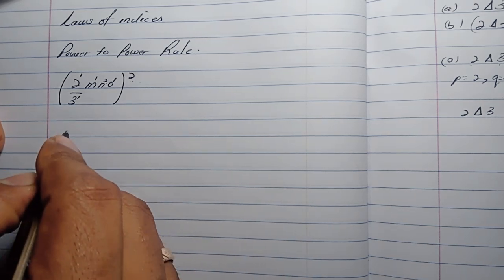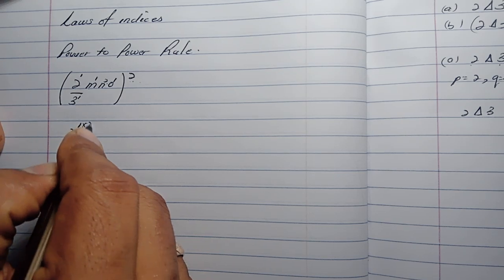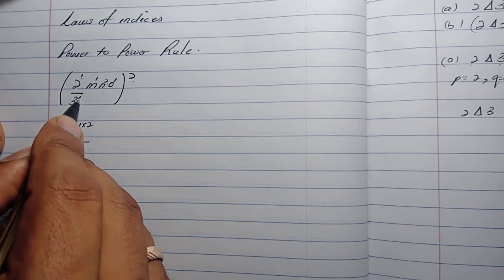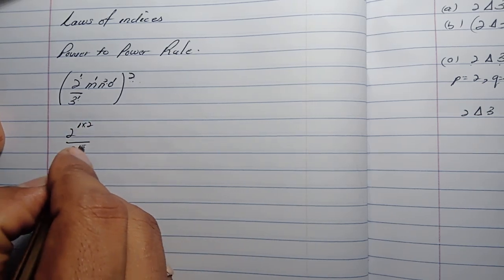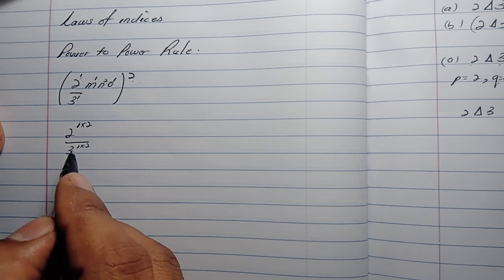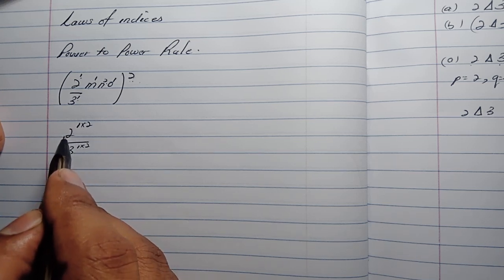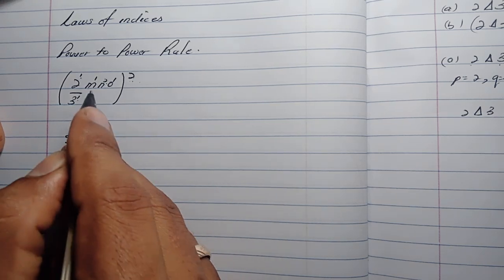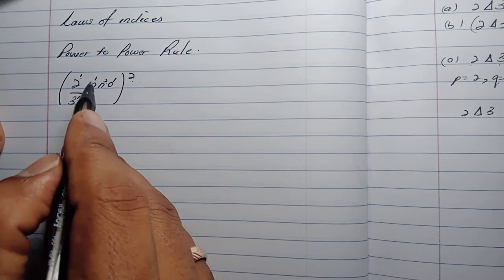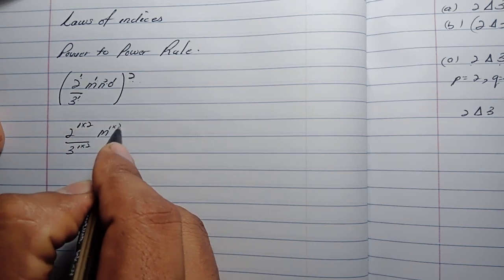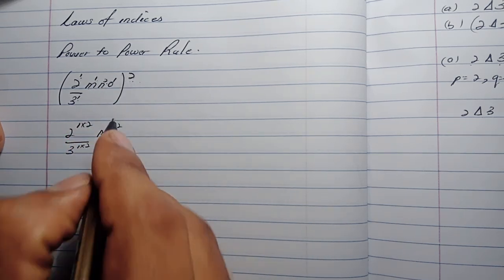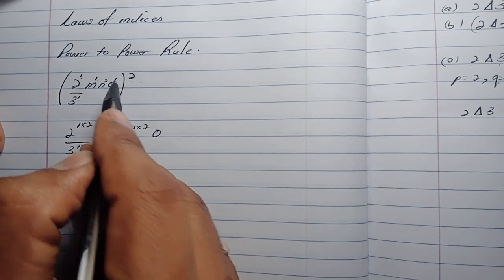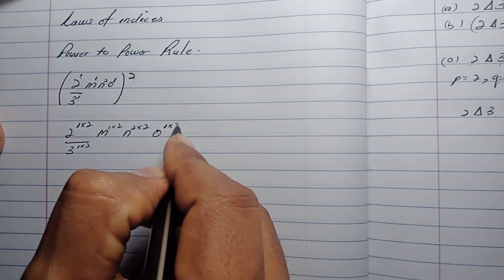I'm just going to skip a line. 2, 1 times 2. So this 1 multiplied by 2 over 3, 1 times 2. Good, we finished that. Each one of the bases here, its power has been multiplied by the power outside. Now the variable m, 1 times 2, n, 2 times 2, o, 1 times 2.